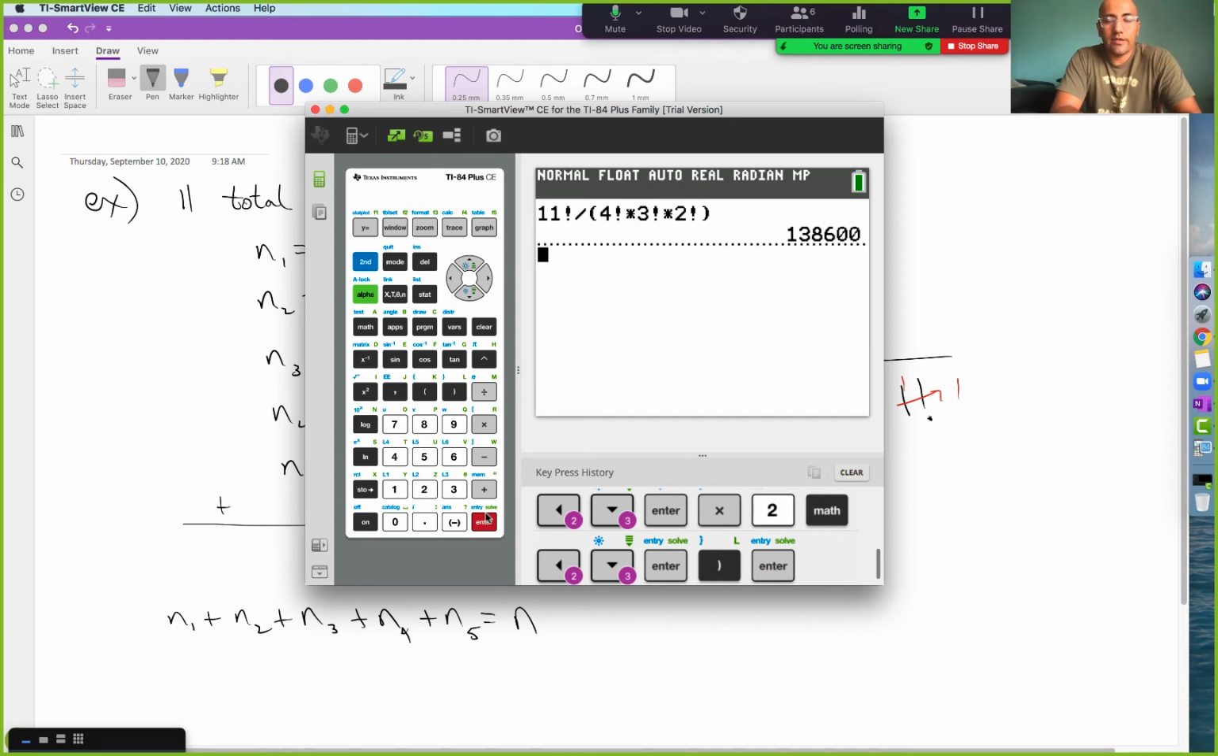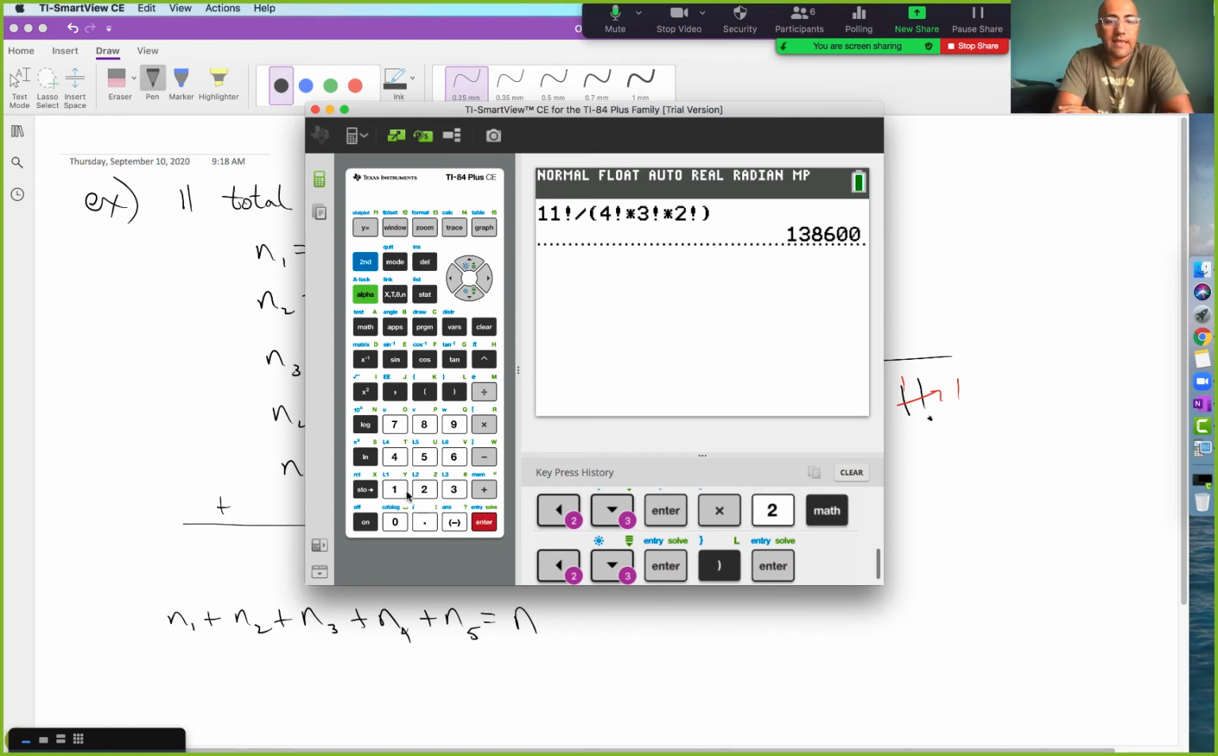Still a pretty big number, right? That's going to be 138,600. This is the number of ways to rearrange all 11 markers, keeping in mind that some of those markers are identical, the yellows, the greens, and the oranges, so that some of those moves count as one. They're all going to count as one move because otherwise they're undetectable.